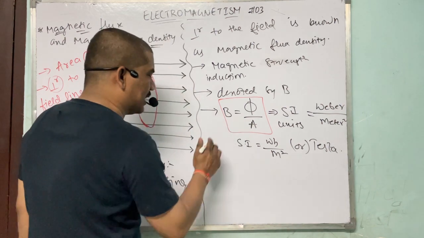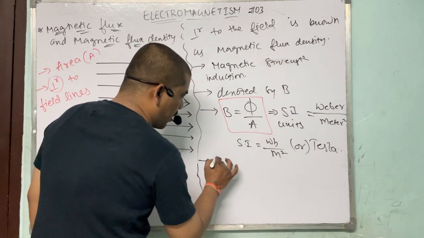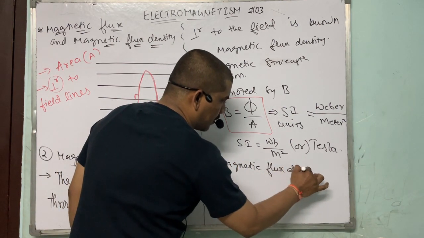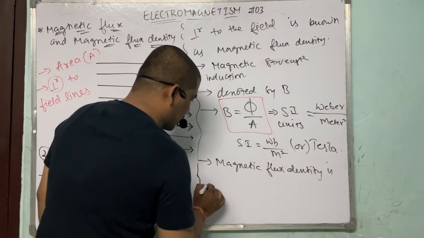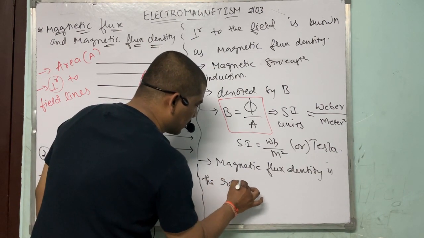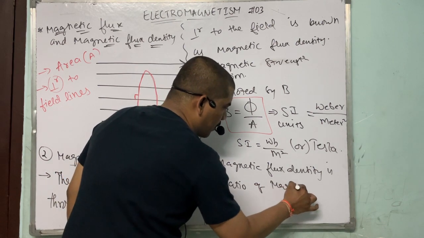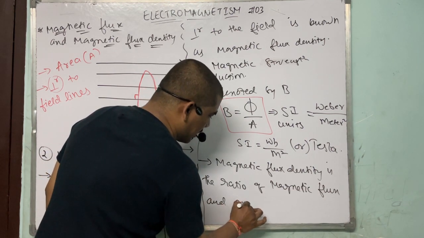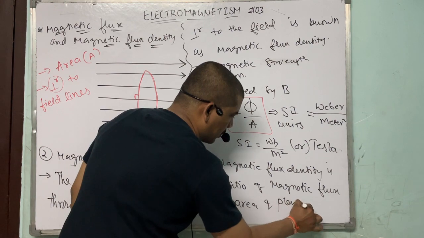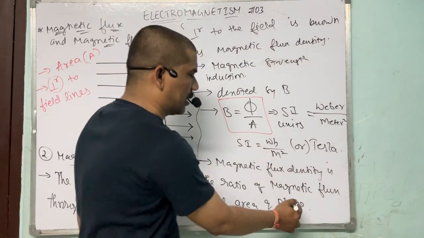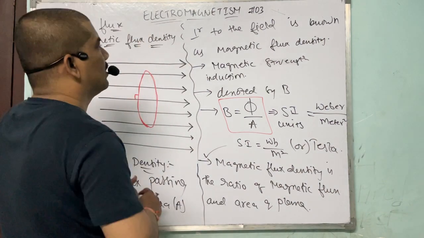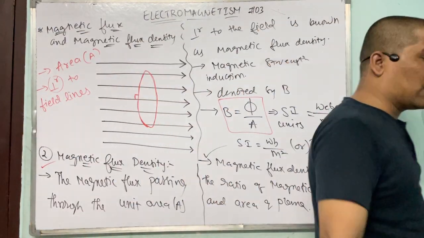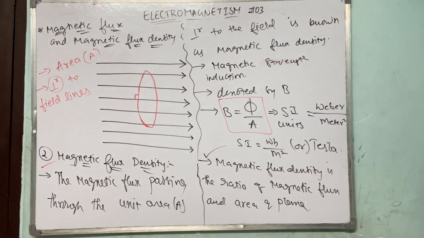So by seeing this, we can define magnetic flux density like this also. Magnetic flux density is the ratio of magnetic flux and area of plane. So इन दोनों का रेशियो भी मैग्नेटिक फ्लक्स डेंसिटी होगा ना, तो हम ऐसे भी डिफाइन कर पाएंगे, दोनों करेक्ट है. Getting, we can define like this or we can define like that. Clear with this point, everyone?